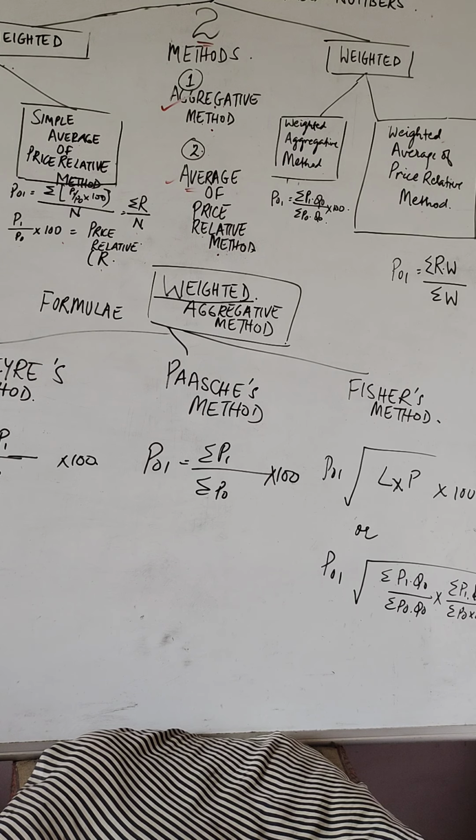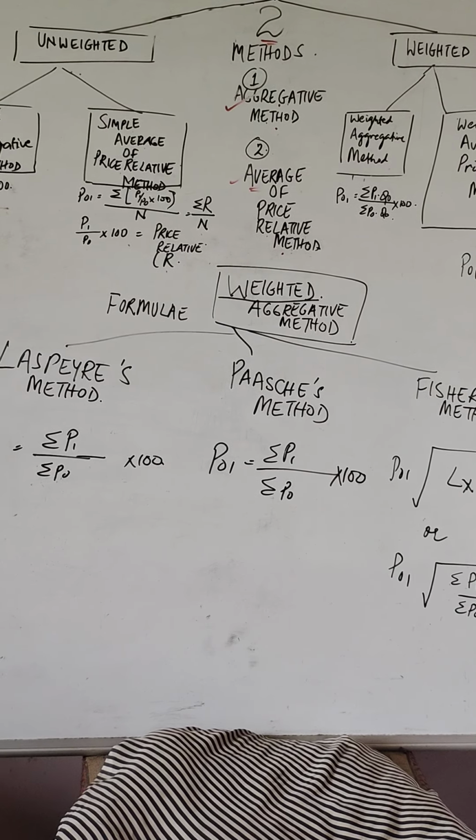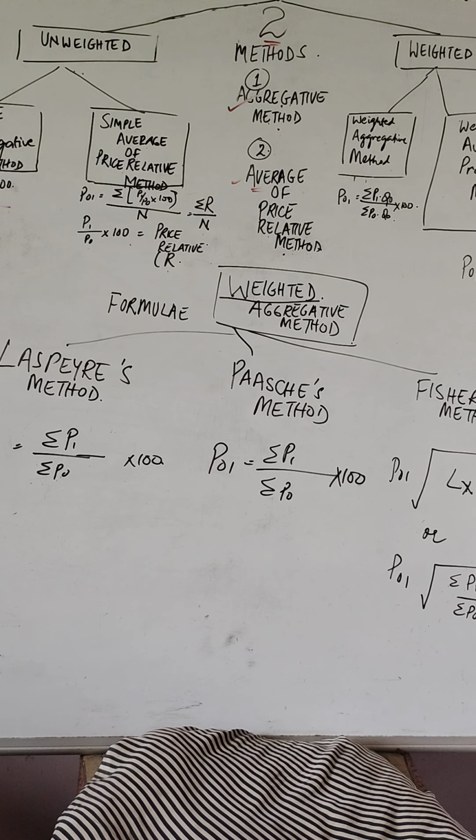There are many formulae to construct weighted index numbers, such as Laspeyres' formula, Paasche's formula, Dorbish and Bowley's formula, Marshall and Edgeworth's formula, and Fisher's formula. Here, I'm going to discuss three of them today: one is Laspeyres' formula, second is Paasche's formula, and the third is Fisher's method of measuring the weighted aggregative method. Now let's take Laspeyres' method.